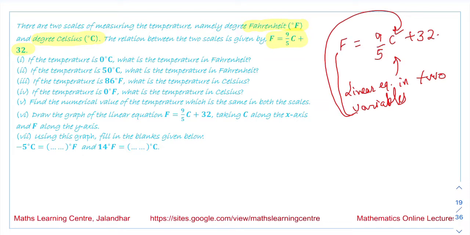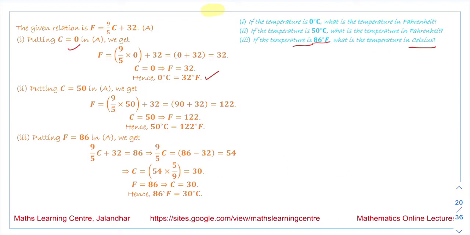So first is, if the temperature is 0 degrees Celsius, what is the temperature in Fahrenheit? So what we have to do to find this is, we put C is equal to 0, and we find that the value of F is 32. Now in the second part, if the temperature is 50 degrees, then we have to find the value of temperature in Fahrenheit. So we put C is equal to 50, and we get the value of F is 122 degrees Fahrenheit.